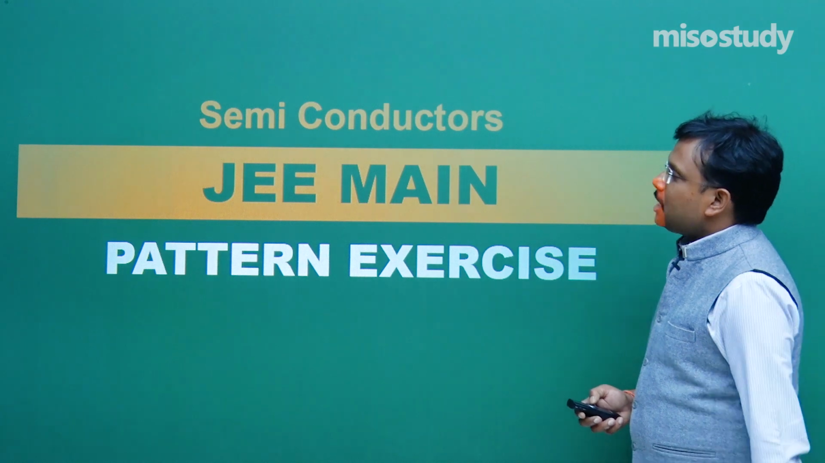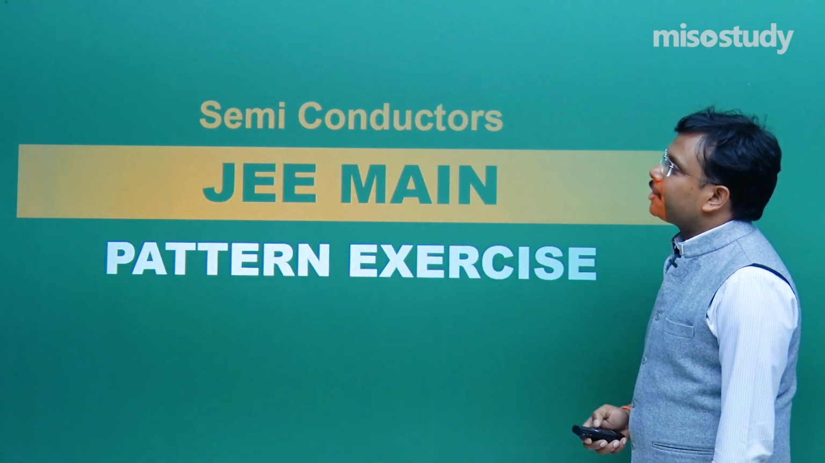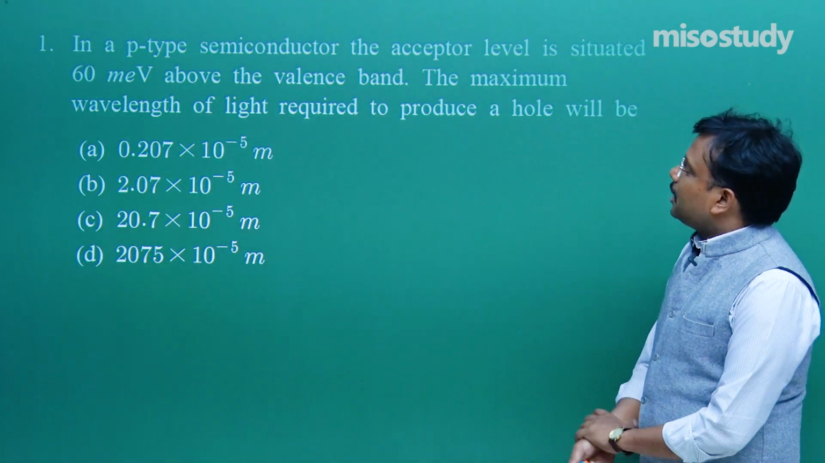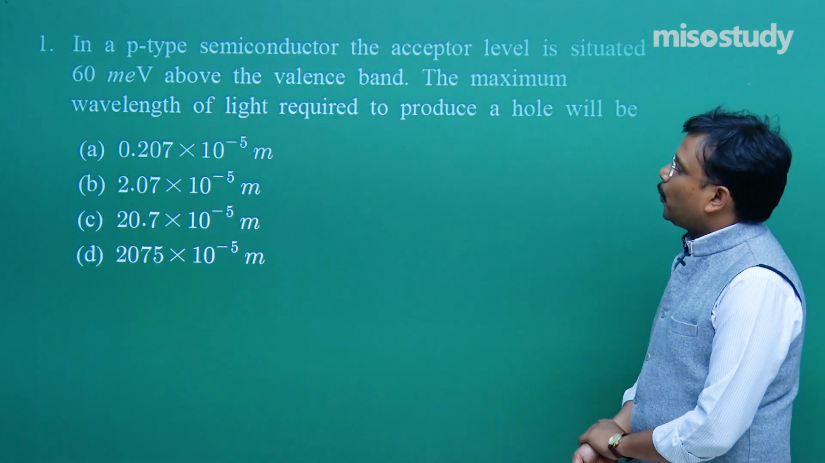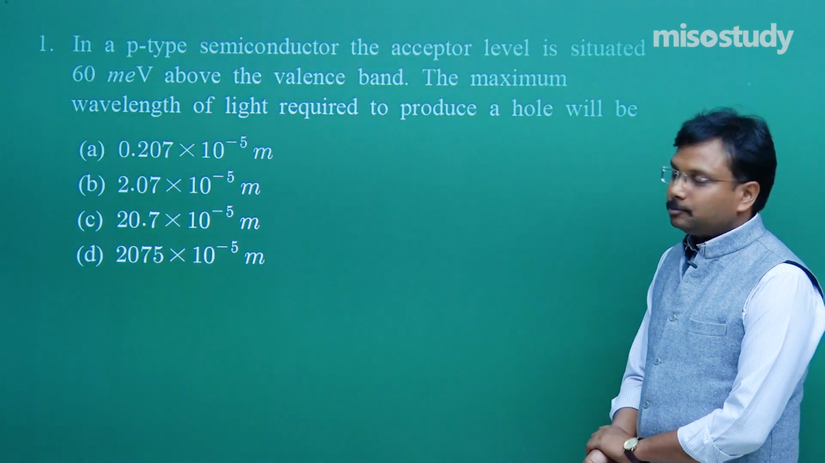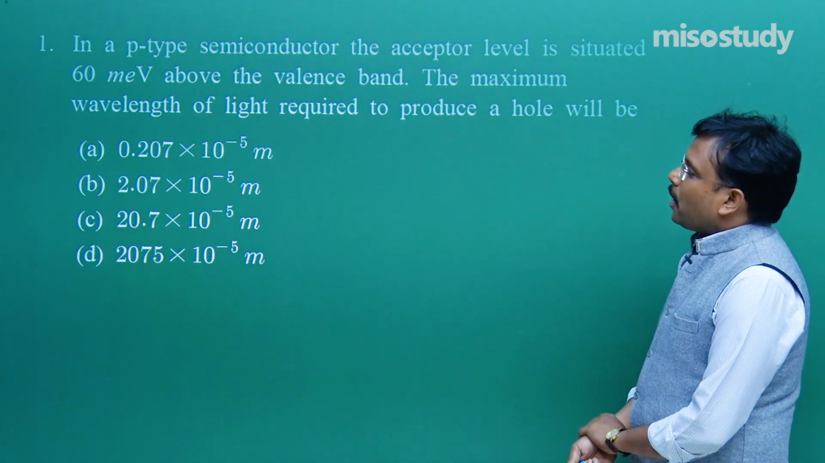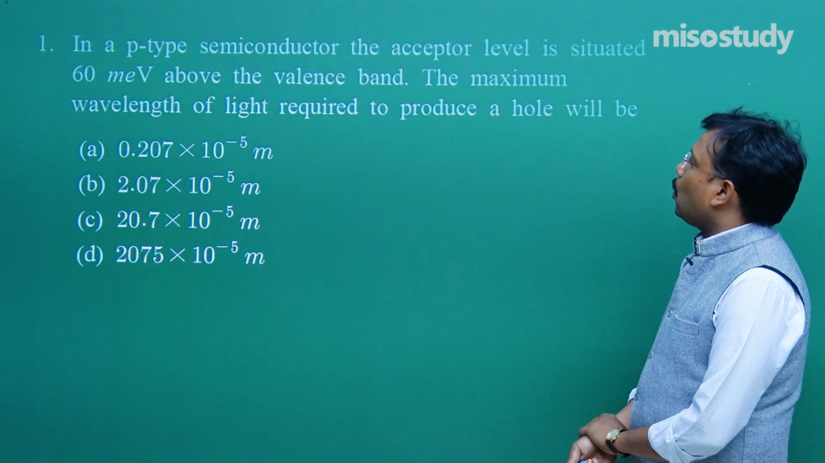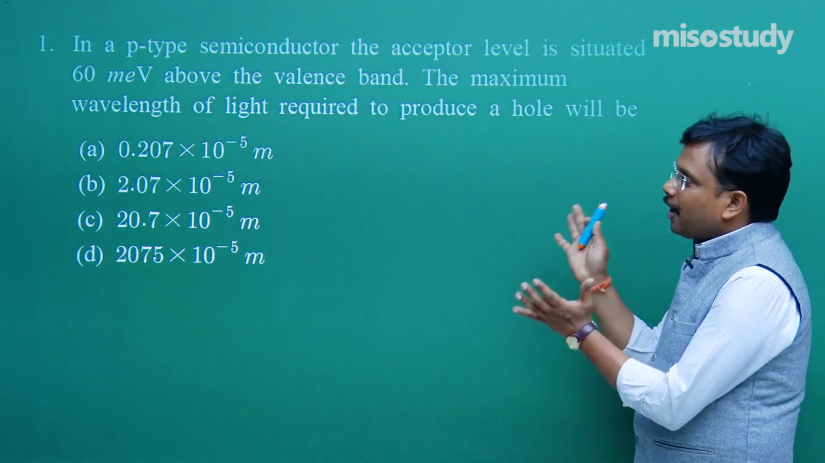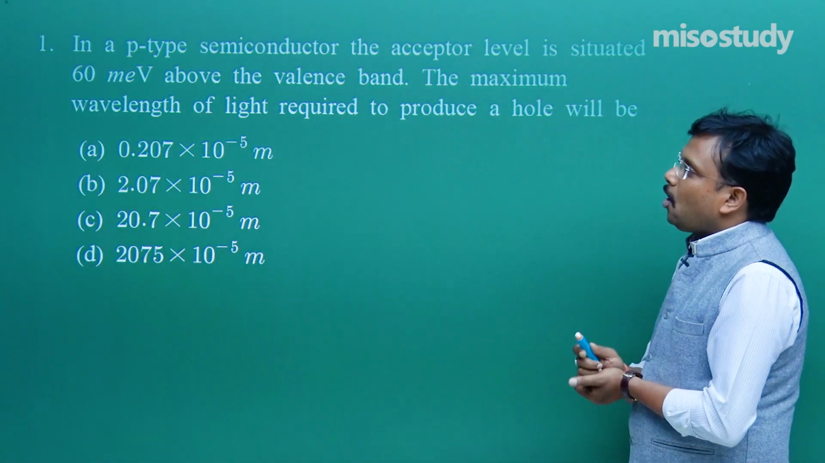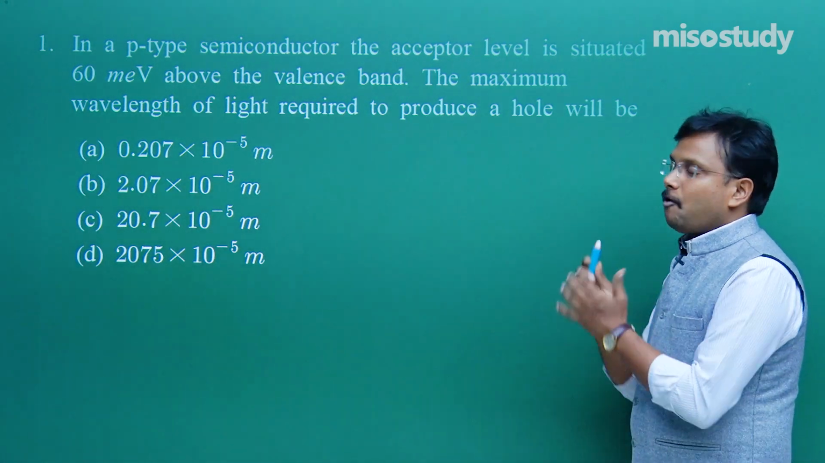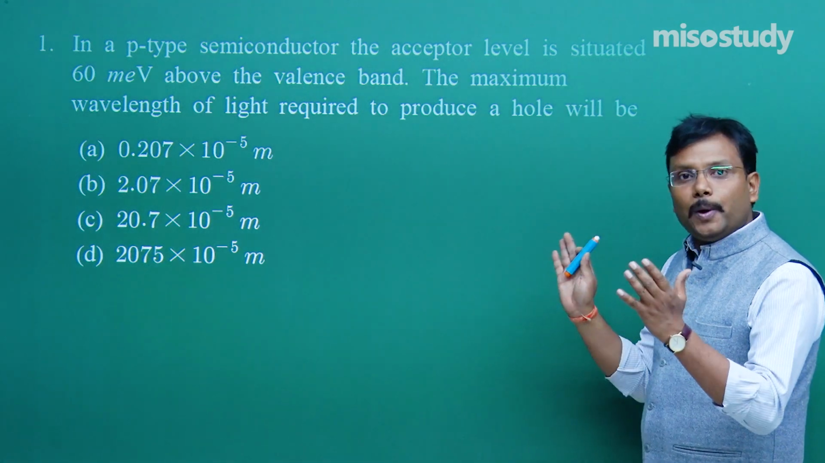So students, let's start this discussion with this beautiful question number 1. In a p-type semiconductor, the acceptor level is situated 60 milli-electron volt above the valence band. The maximum wavelength of light required to produce a hole will be how much? First thing, this question is framed using the phenomena of semiconductors, but what exactly the idea and which type of formula you can apply, that I would like to explain to you.